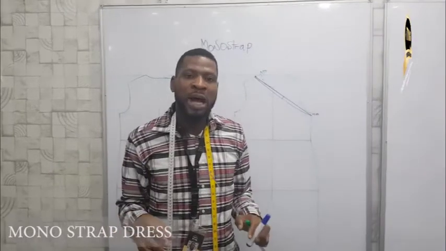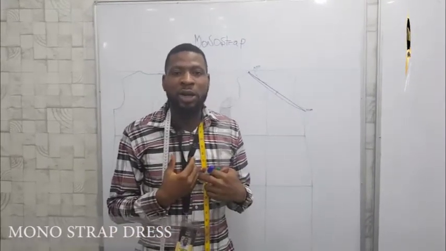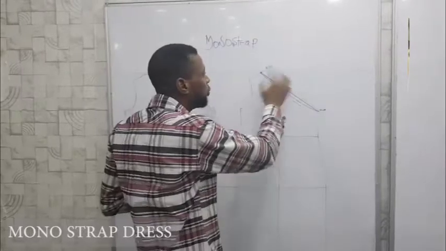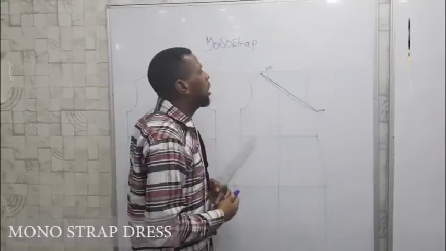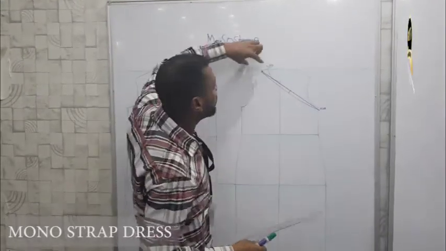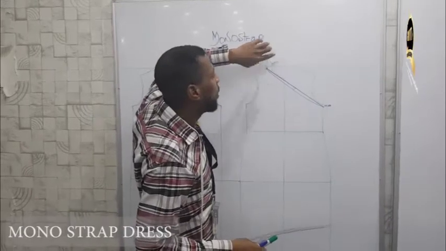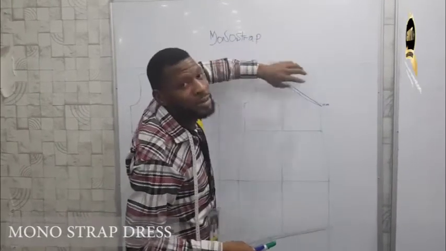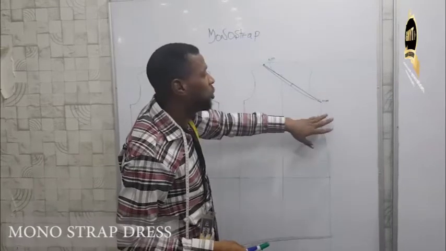So you look for the one that actually suits your kind of style, so you can create your monostrap at any point of the shoulder where you want it. And don't forget that apart from creating this basic neckline, most monostraps are always slanted. And that's the beauty about the monostrap.